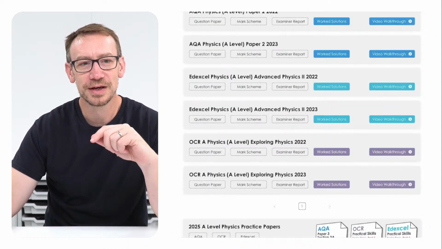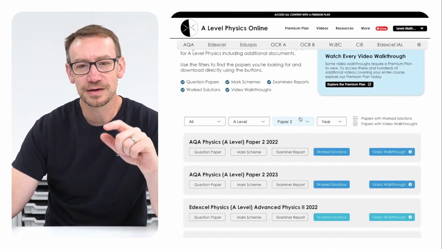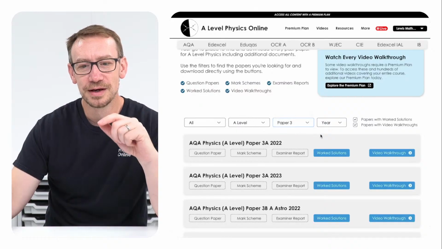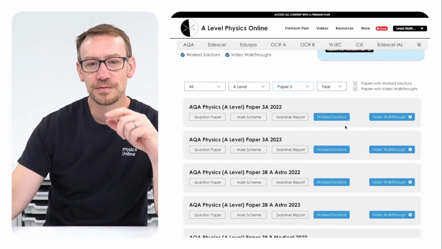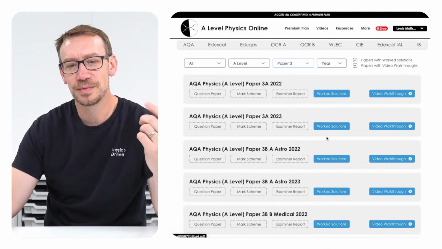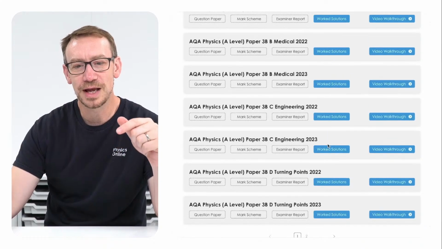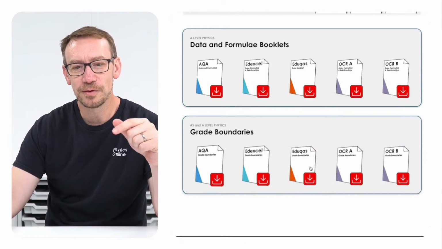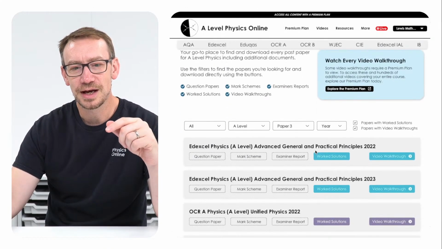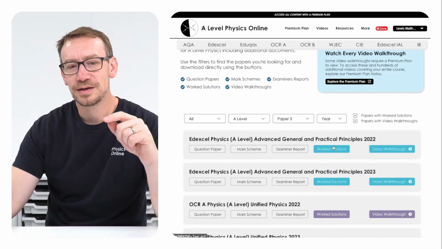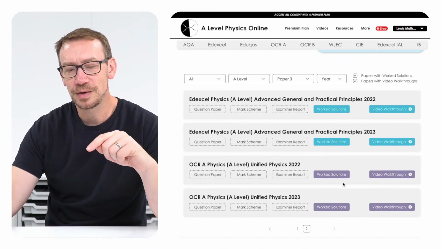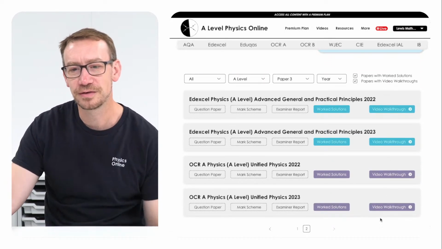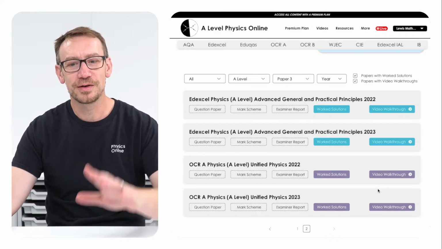And I've got the same stuff for paper 3. So I've got worked solutions. If you've got paper 3A coming up in a week's time, I've got astro, medical, engineering, turning points. I've also got the Edexcel paper 3 and the OCR paper 3. So I've got worked solutions and video solutions for all of that, which you can find on my website.